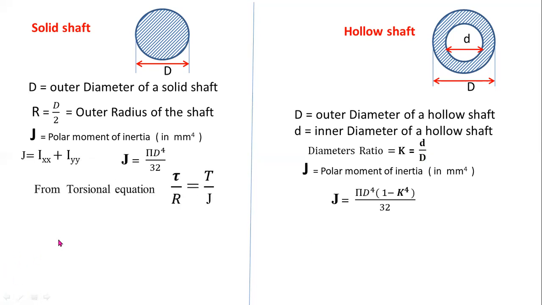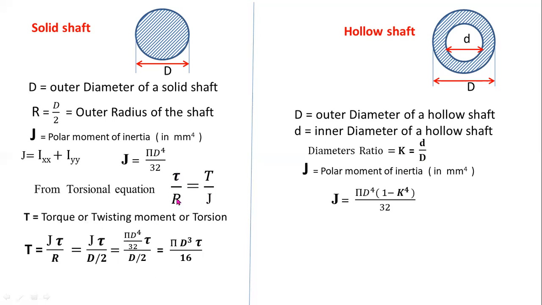From the torsional equation, tau by R equal to T by J, you can get the value of the diameter of the shaft. Here T is the torque or twisting moment, tau is the shear stress, R is the radius of the shaft, and J is the polar moment of inertia.